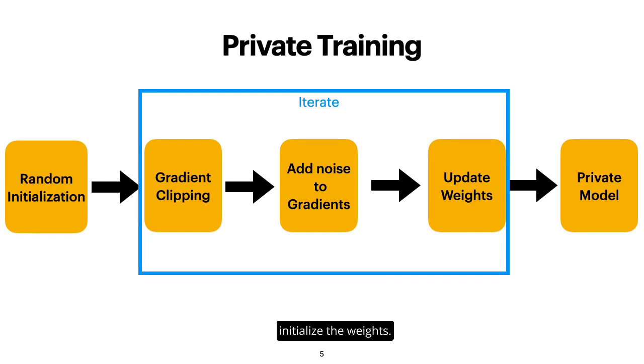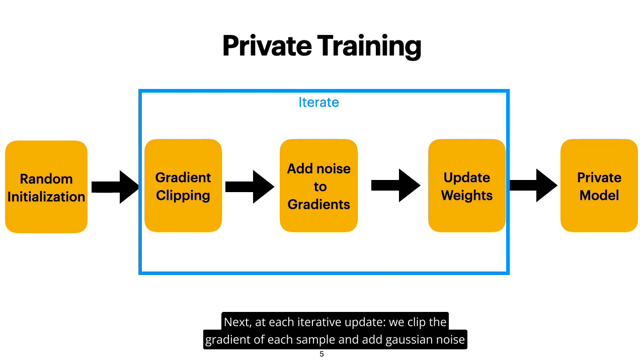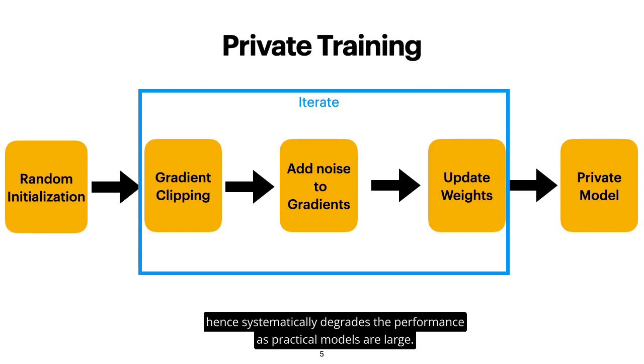A general private training algorithm consists of the following steps. Firstly, we randomly initialize the weights. Next, at each iterative update, we clip the gradient of each sample and add Gaussian noise to it in order to restrict the amount of information the gradients contain about individual samples. The clipping threshold is generally fixed before training and does not leverage the fact that the gradient norm decreases with training. A smaller threshold value ensures better privacy but worse accuracy, while the added noise scales with the model size and hence systematically degrades the performance as practical models are large.